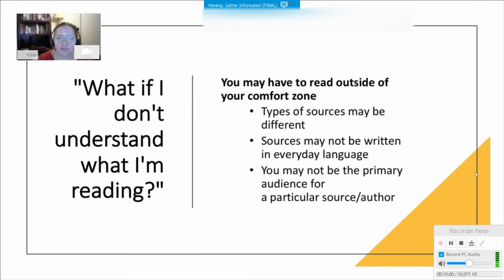So what if you don't understand what you're reading? This is a question that comes up from students all the time, so you are definitely not alone. As we talked about on the last slide, it's completely normal to find it tough to understand scholarly works, especially when it's the first time you start reading them. No one will ever be an expert on all things, so be patient with yourself as a learner and ask for help when you need it.